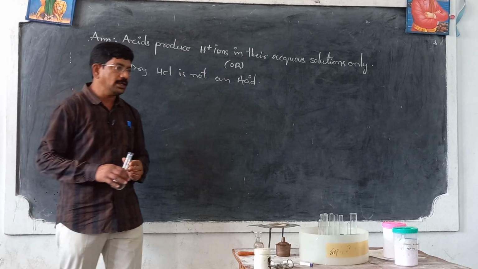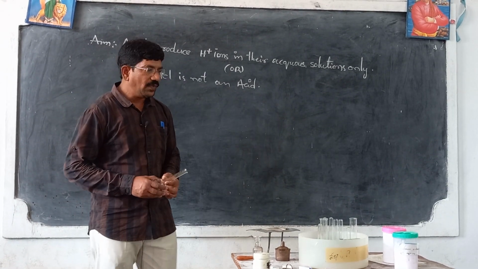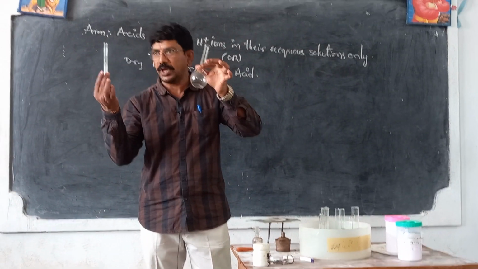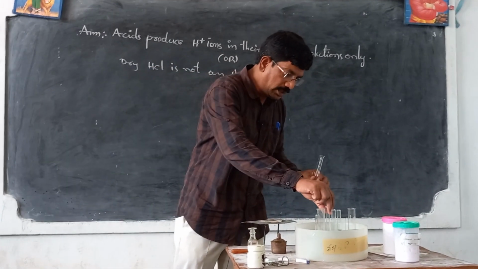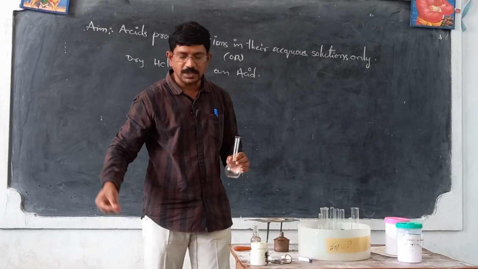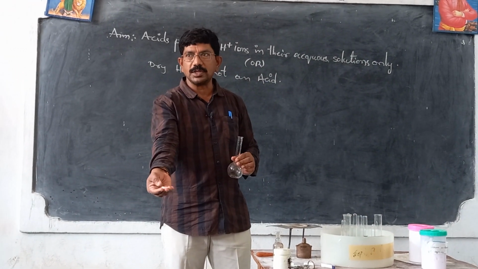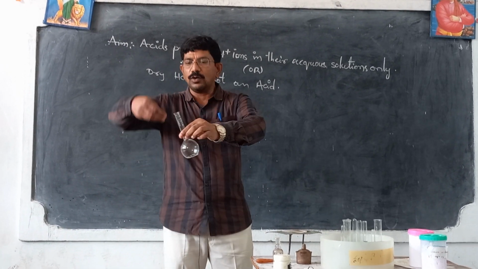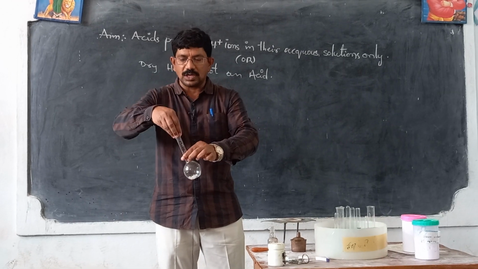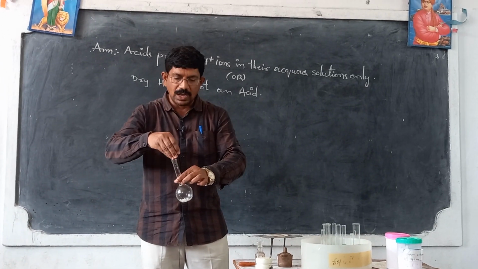Okay, for that one, see what are the materials needed. First one, you can take a round bottomed flask or a test tube, any one. Next one, common salt. This one is common salt. Take the round bottomed flask or test tube and add a few crystals of common salt.